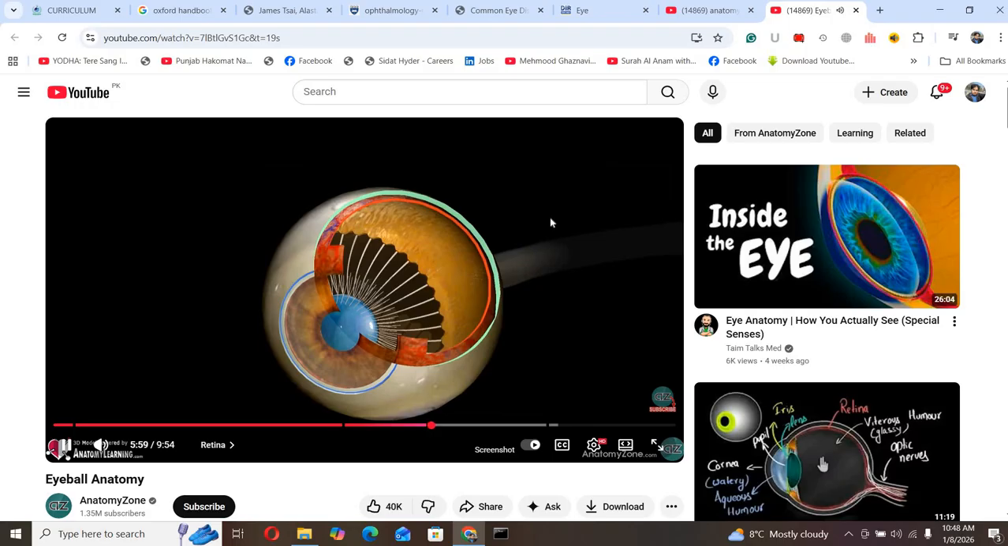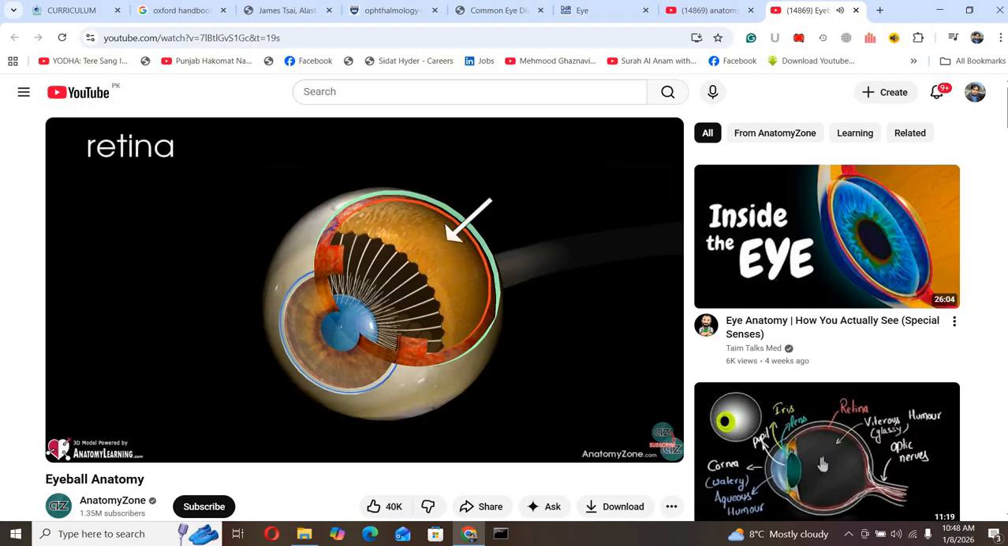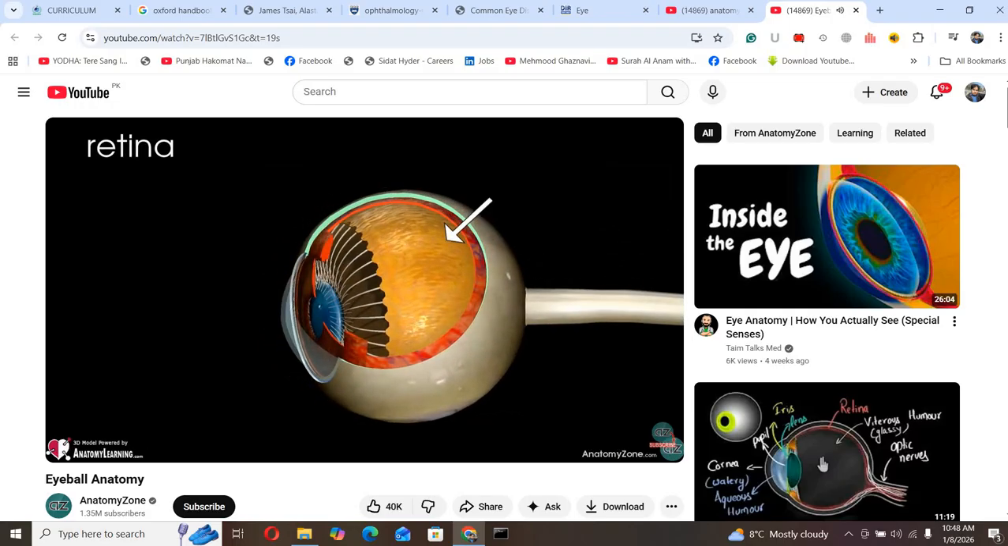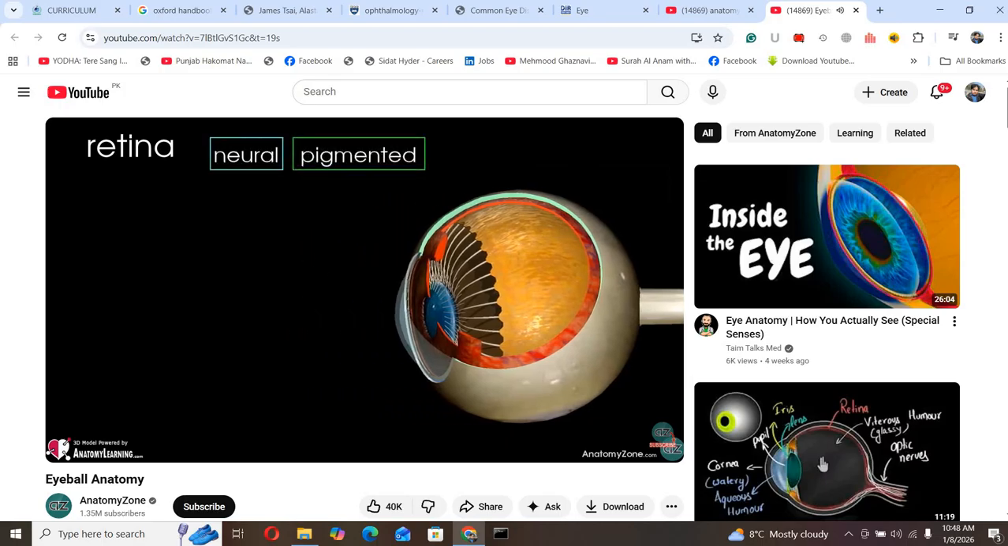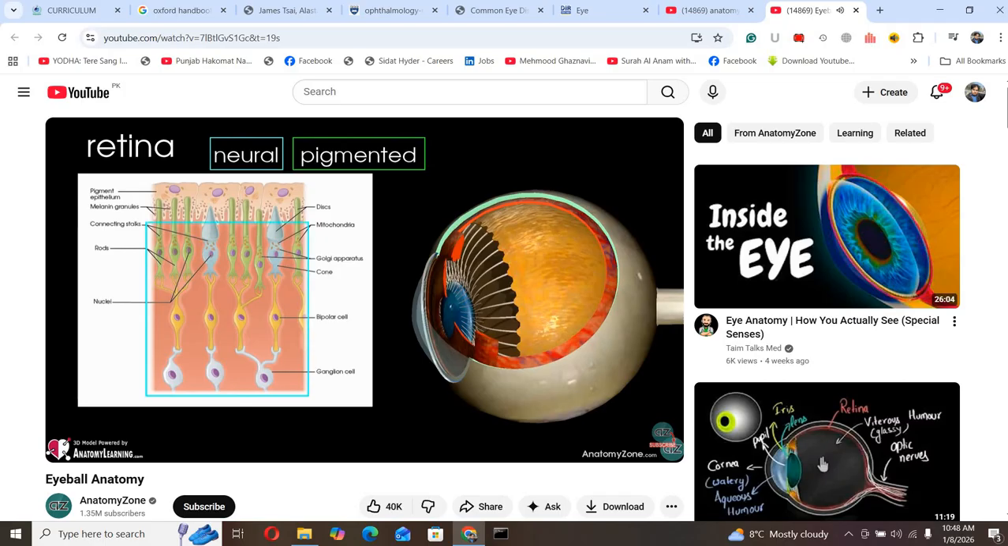The inner layer of the eye consists of the retina, the light-detecting part of the eye. The retina itself is comprised of two cellular layers, the neural layer and the pigmented layer. The neural layer consists of photoreceptors, the light-detecting cells of the retina. It is located posteriorly and laterally in the eye.